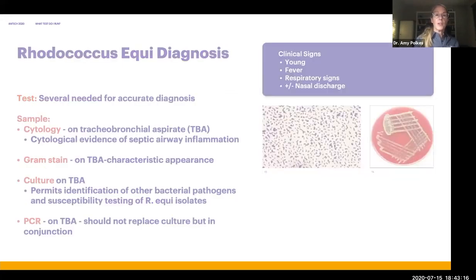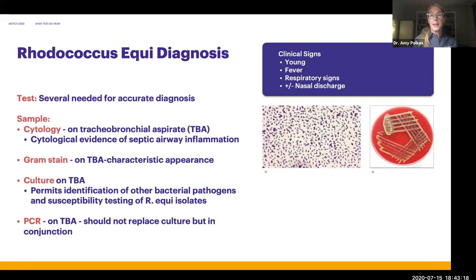Okay, moving on to Rhodococcus equi. Again, young, fever, usually this is weanlings, et cetera. You're going to see the typical respiratory signs, plus or minus nasal discharge. In the cases from my residency at University of Florida, we saw plenty of Rhodococcus equi. Most of them did not have a nasal discharge. It was more of a dry cough, et cetera. And there are really several tests that are needed for an accurate diagnosis.